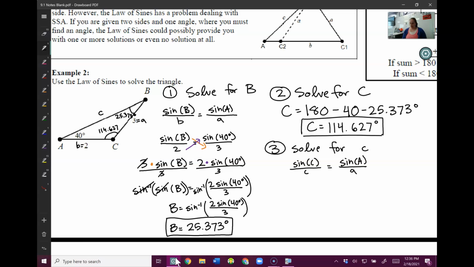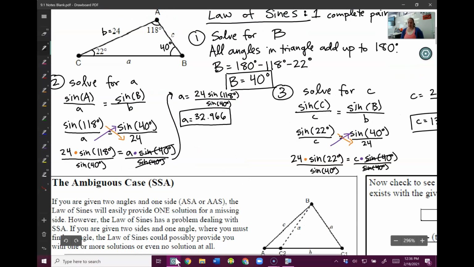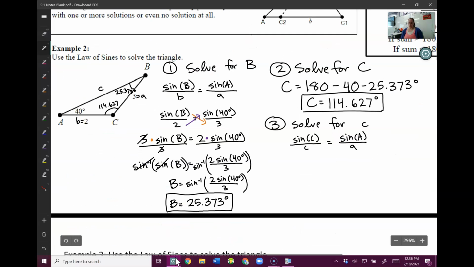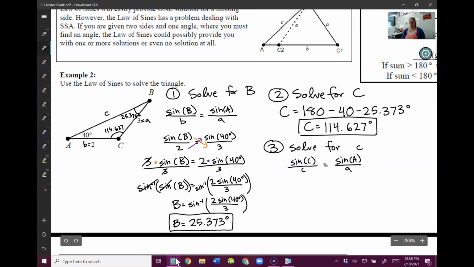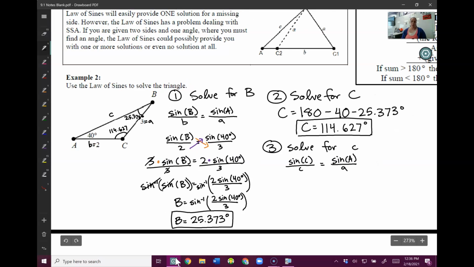Okay, I want you to pause the video, plug everything in for this one, and then if your letter's on the outside, you're going to solve it like this. If your letter's on the inside of the sine, you're going to solve it like that. But go through and try to do that part on your own. Ready, set, go.